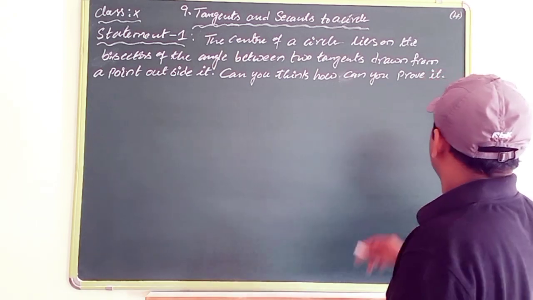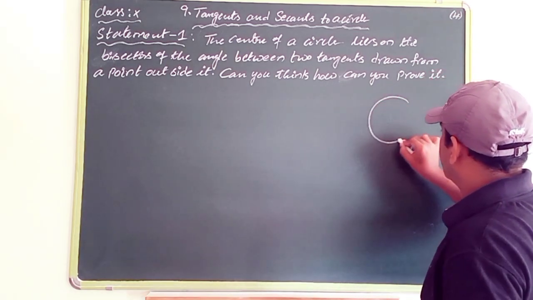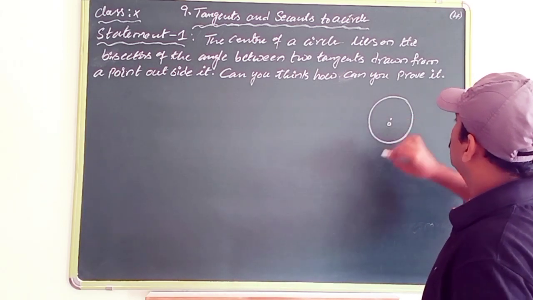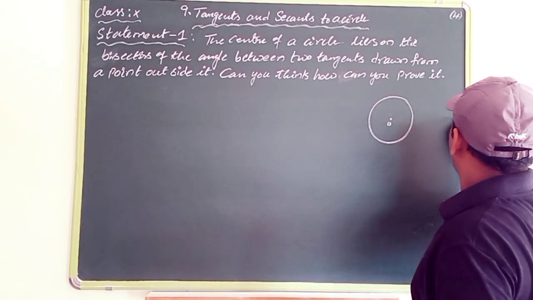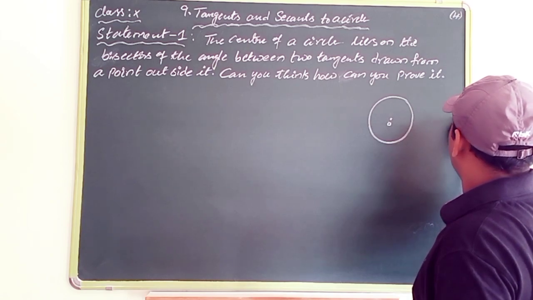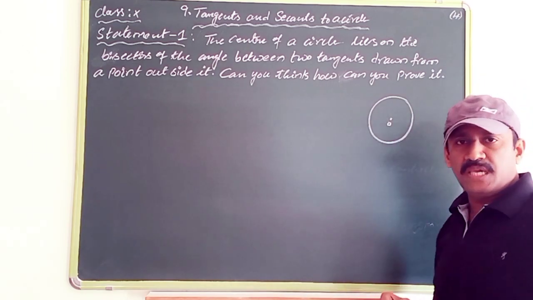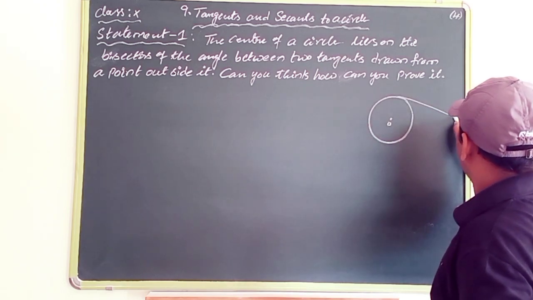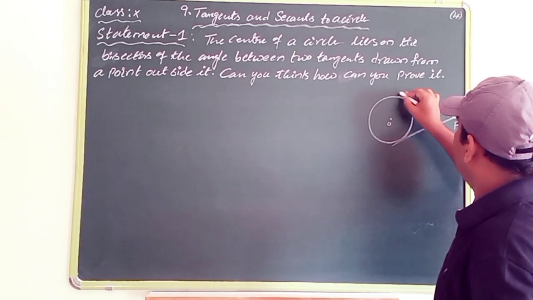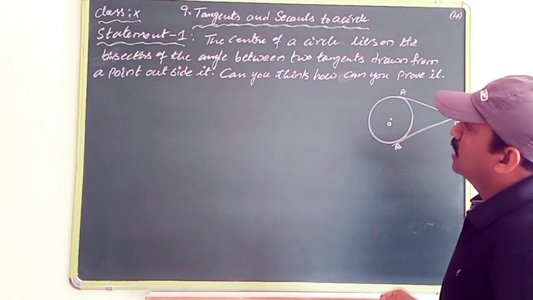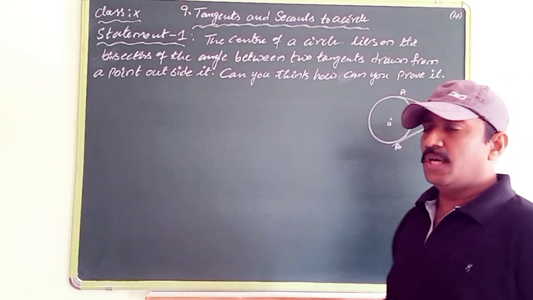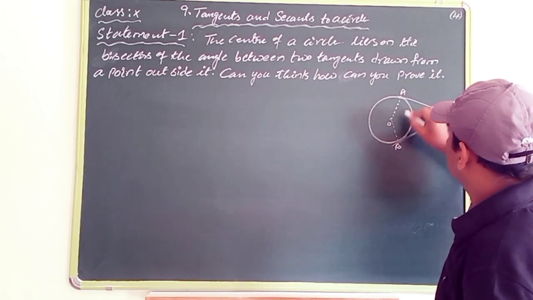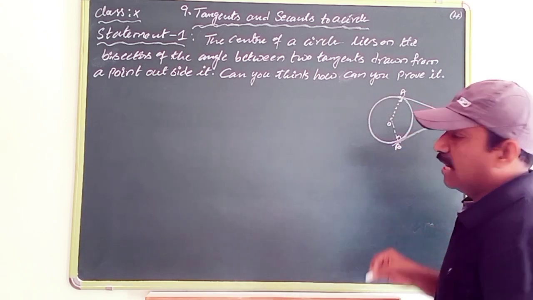See, I am just taking a circle. For the circle, the center is O. Now I am taking one point outside of the circle. This point I am going to take as P. From P I am going to draw the two tangents, tangent PA and PB. Now, if you join these, these are the radii, and here we have 90 degrees.